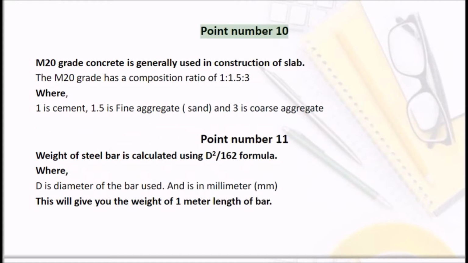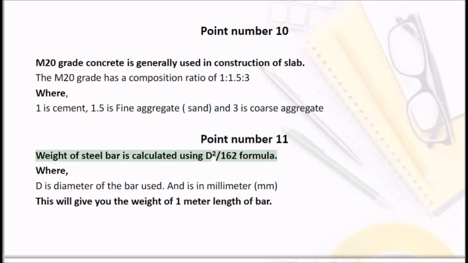Point number 10. M20 grade concrete is generally used in construction of slabs. The M20 grade has a composition ratio of 1:1.5:3, where 1 is cement, 1.5 is fine aggregate, sand, and 3 is coarse aggregate. Point number 11.